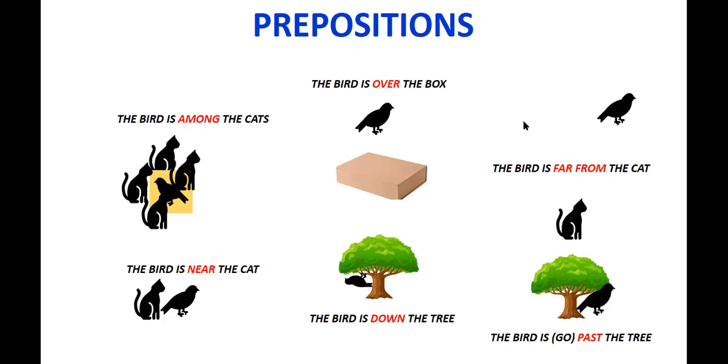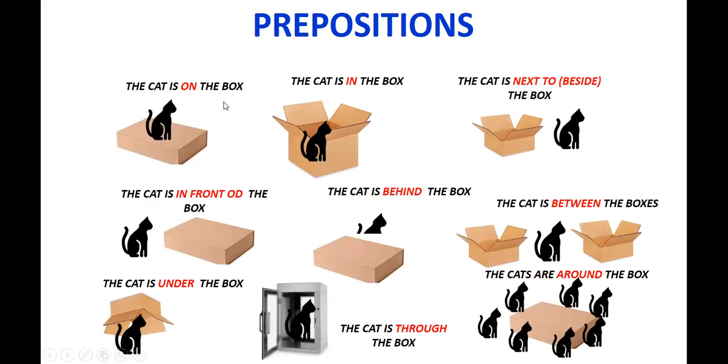And just let me advance. Here I have more. For example, the cat is on the box. In this case, yes, the cat is touching the surface of the box. En este caso, el gato sí está tocando la superficie de la caja, entonces decimos on. Remember that on is talking about prepositions of place on a surface. Okay? The cat is in the box, right? In the box. The cat is next to or beside. Next to is a synonym of beside the box. So the position is this. Remember that the preposition is regarding the position of an object with other.